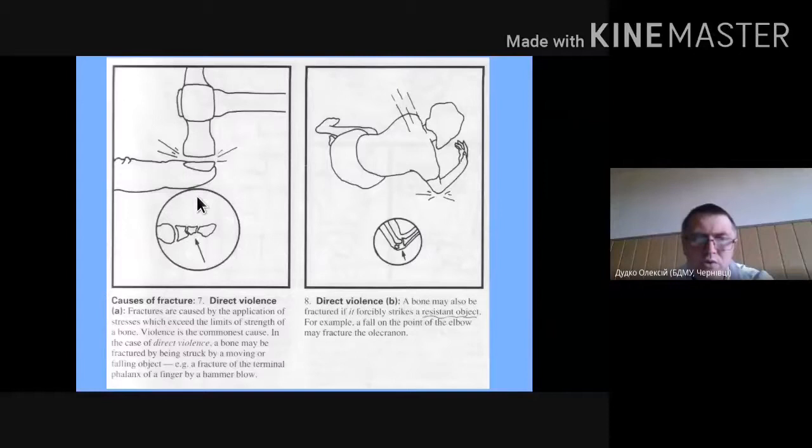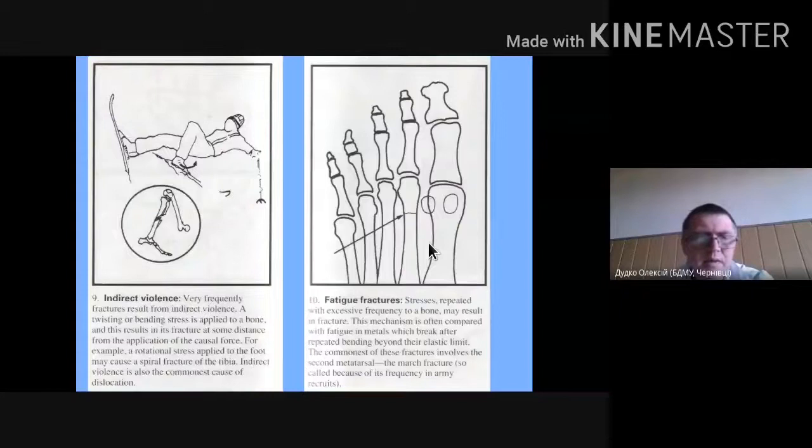This is very common for fractures of the olecranon, kneecap fractures, and fingers, as you see. It may also be an indirect injury when the foot is twisted, but the fracture occurs above, in the tibial bone. We may also have so-called fatigue fractures. Repeated stress on these areas can cause a fracture. This is very common for recruits when they start their training.